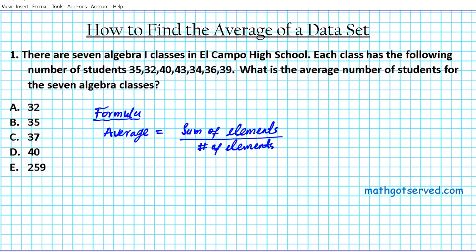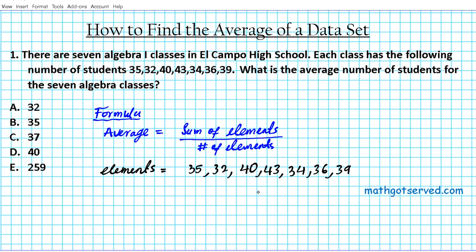All right. Okay, so in this problem that we're dealing with right now, what are the elements that we're looking at? The elements are the number of students in the Algebra 1 classes. So we have 35, 32, 40, 43, 34, 36, and 39. All right, so 1, 2, 3, 4, 5, 6, 7. These are the elements that we have.